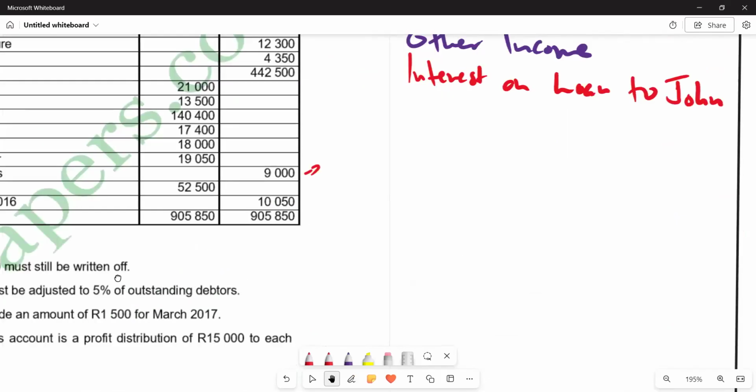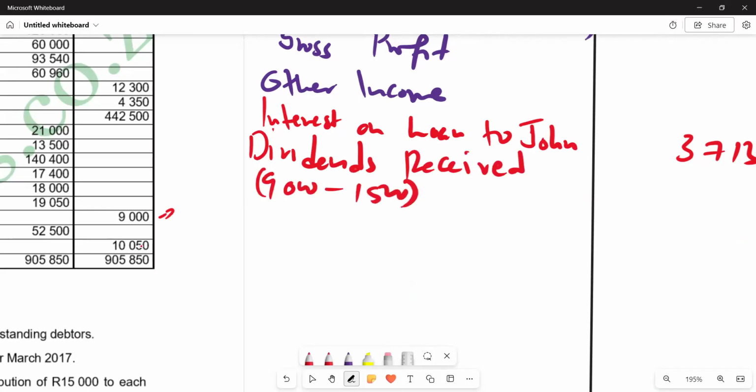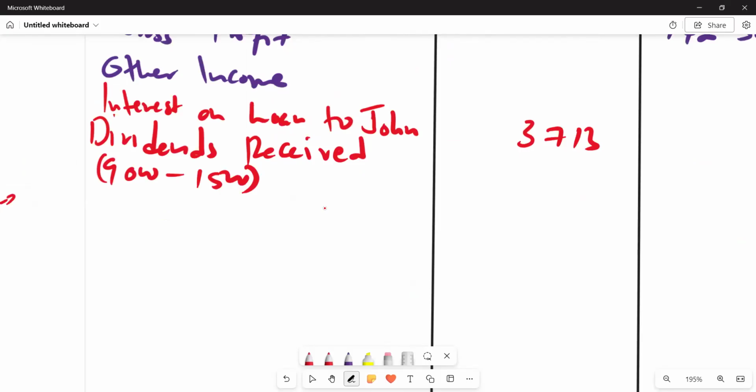So we come here, we say dividends received. And in brackets, just summarize the working. You're saying 9,000 minus 1,500, and then the 7,500.